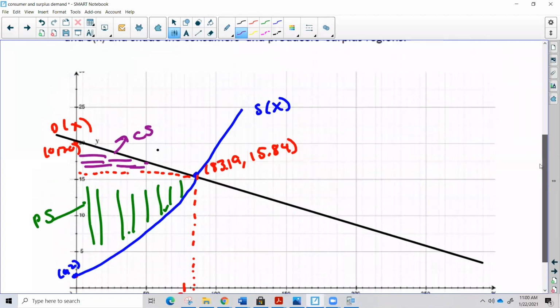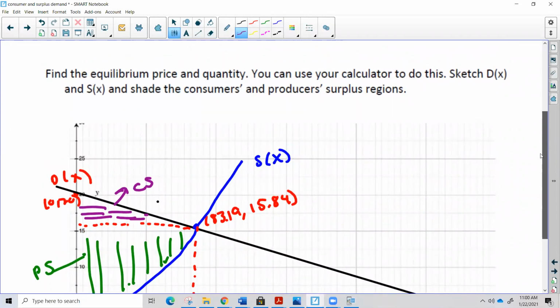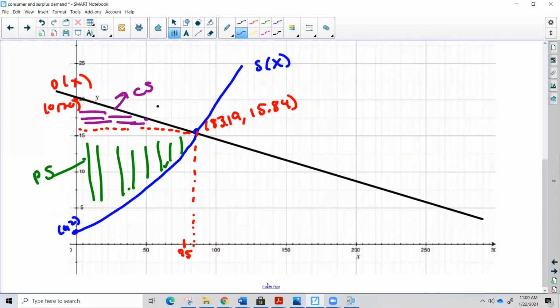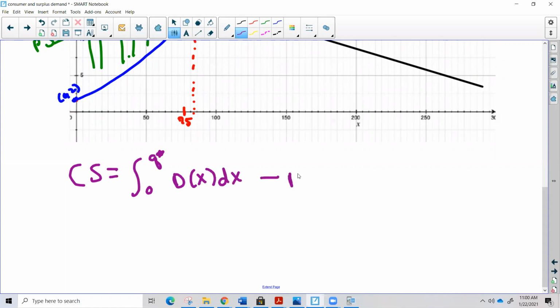Okay, so we found our graph, we shaded our regions, and that's all this question asks for. But I am going to do the consumer surplus and the producer surplus because you are going to have to do that on the exam as well as the homework. Okay, so the consumer surplus, again, is the integral from 0 to Q star, and I just keep writing the formula so that it helps you to remember it, of your demand function, and then put your dx minus the area of the rectangle, which you get by the equilibrium point, multiplying the x and the y value together.